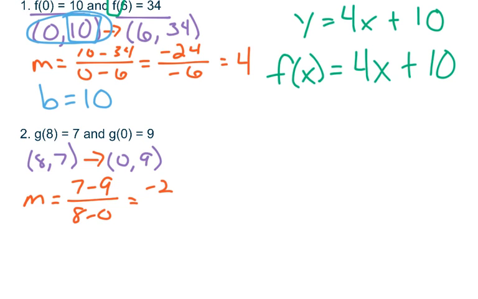7 minus 9 is negative 2. 8 minus 0 is 8. 2 over 8 is a fraction that can be simplified. It's negative over positive, so that means it's going to be a negative fraction. 2 over 8 can be simplified into negative 1/4.